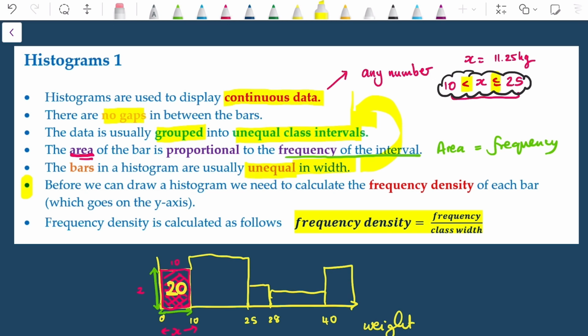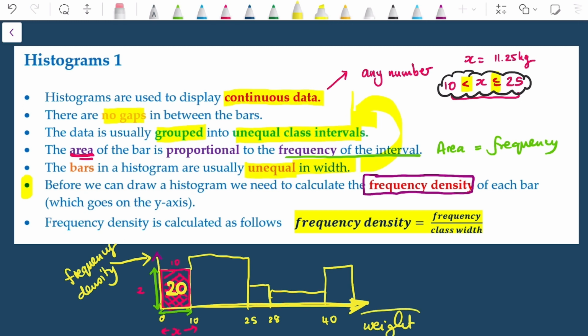This is the next really important bit. Before we can draw a histogram, we need to calculate the frequency density of each bar. The frequency density is what goes on the y-axis, so this axis is always going to be labeled frequency density. On my horizontal axis, I will always have whatever it is I'm collecting information about, so weight or time, etc. And it will always be continuous data.